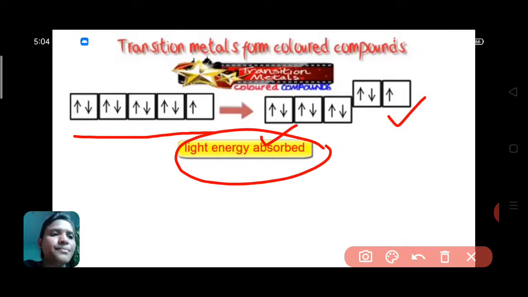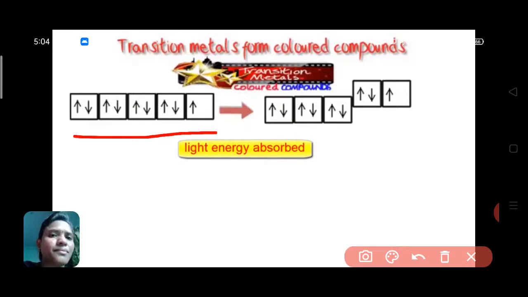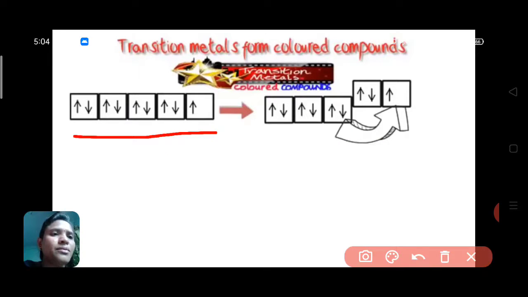So when light hits the sample, energy of a specific wavelength is absorbed. By absorbing light energy, an electron promotes from a lower energy level to a higher energy level, from a paired subset to an unpaired electron in the higher energy level subset. This is called a d-d transition. The remaining wavelengths of light are then reflected, and compounds appear coloured, as you'll see shortly.